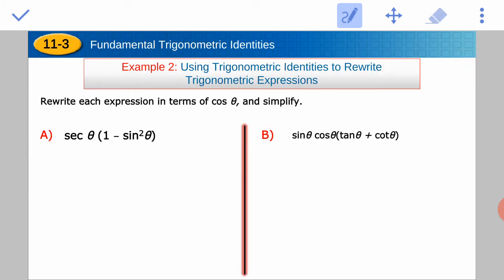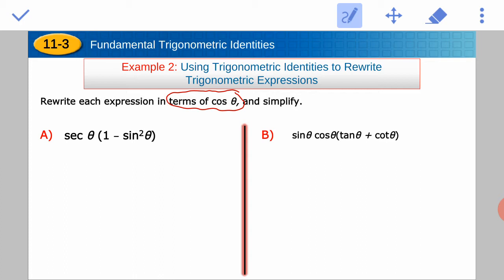Another idea. Rewrite each expression in terms of cosine theta. Guys, I need my answer to be written in terms of cosine theta. So whenever I meet cosine theta, I will leave it. And whenever I meet anything different, I will replace it as much as I can with cosine theta.